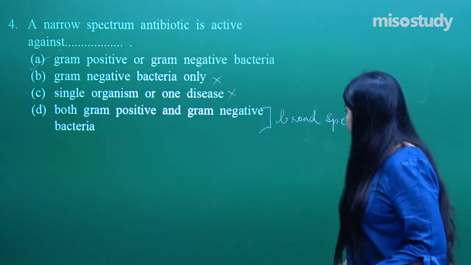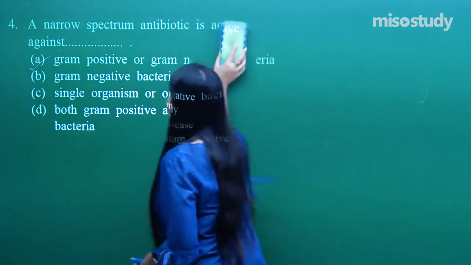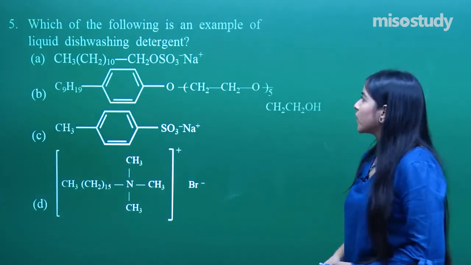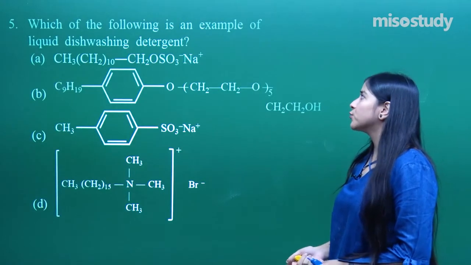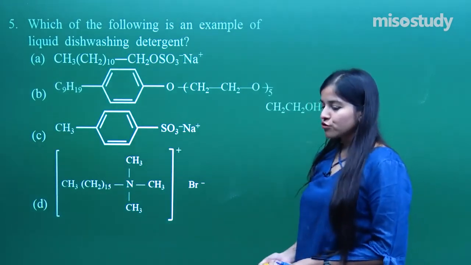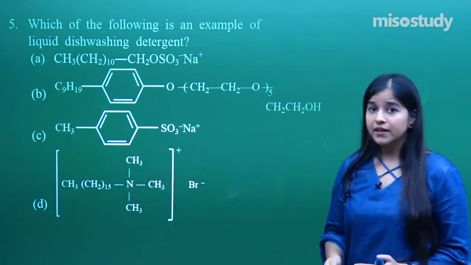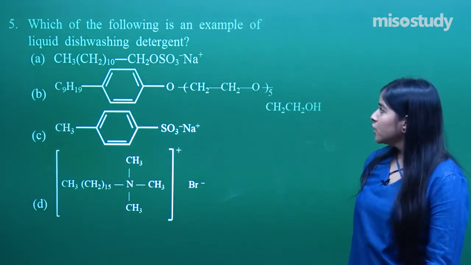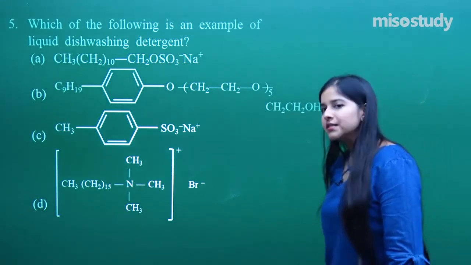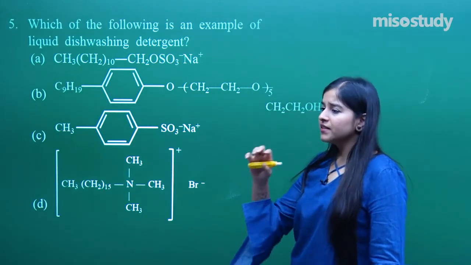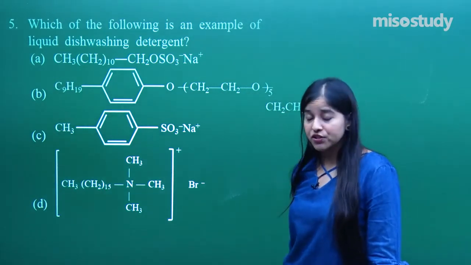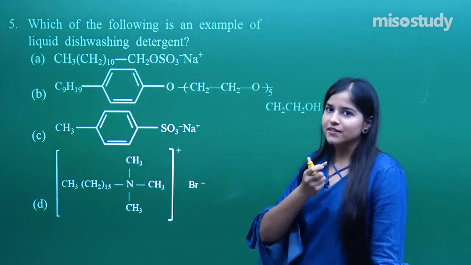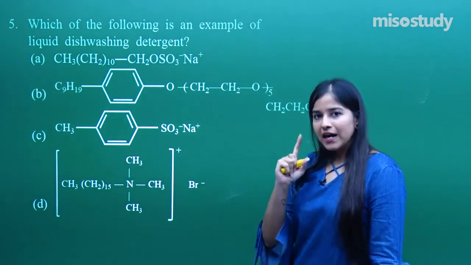Okay. Now, let's move on to question number 5. The question says, interesting one, which of the following is an example of liquid dishwashing detergent? So as I told you, you should go through the chapter again and again, the theory again and again, to mark out those terms which can actually come in your exam. Liquid dishwashing detergent is mentioned in the NCERT, this particular line. Some of the detergents which you have done in the NCERT are the ionic detergents as well as the non-ionic detergents, right? Okay, so specifically ionic detergents.